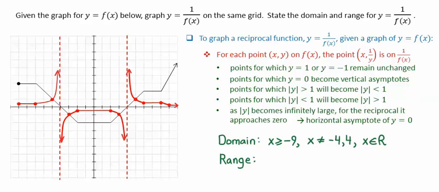For the range, we're looking at the possible y values. Looking at the bottom portion of the graph, in between the two vertical asymptotes, the y value must be less than or equal to -1/2. Looking above the x-axis, this corresponds to the right side of the vertical asymptote x equals 4. The y value must be greater than 0. y must be an element of the set of real numbers.